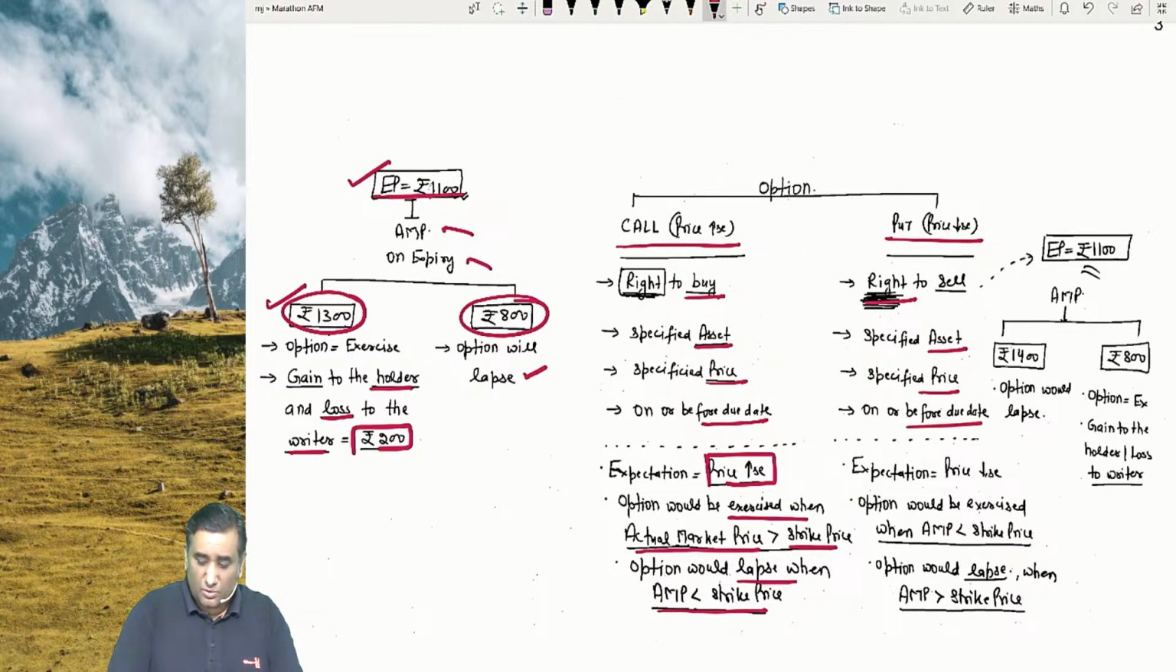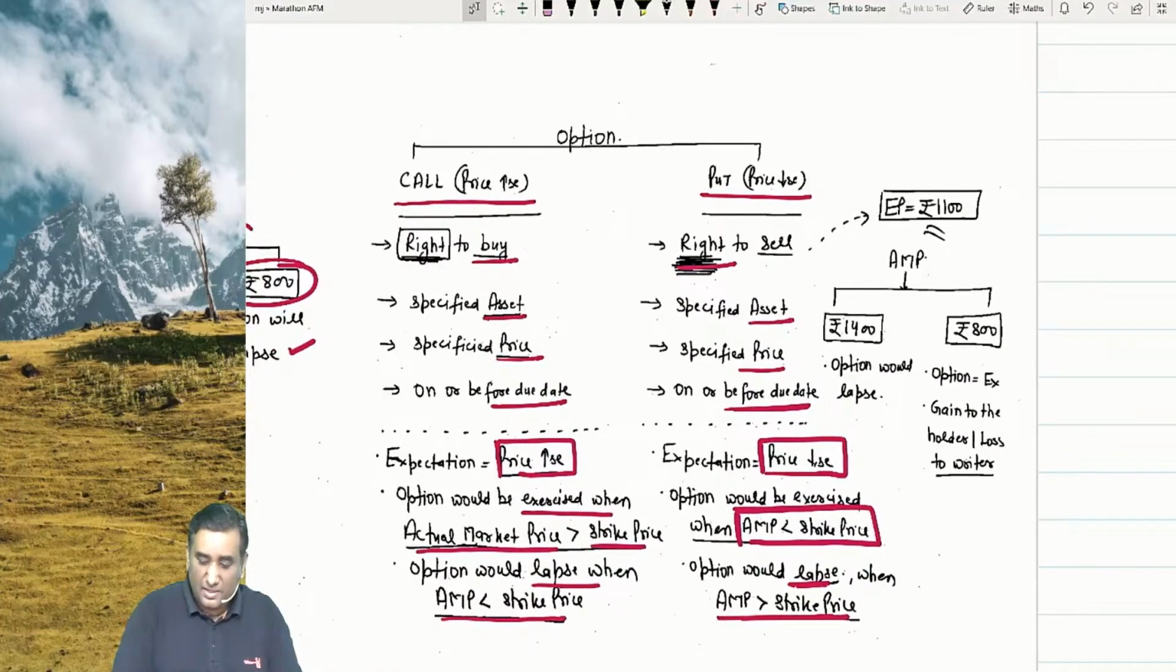Specified price on or before due date. Expectation is price decrease. Option would be exercised when actual market price is less than strike price. Option would lapse when AMP is greater than strike price. Example I have taken same. Let's suppose you have taken the right to sell at 1100. This would be exercised when price falls. If it becomes 800, it would be exercised, gain to the holder, loss to the writer, and if it increases, option would lapse. Different combination will make as we move forward.